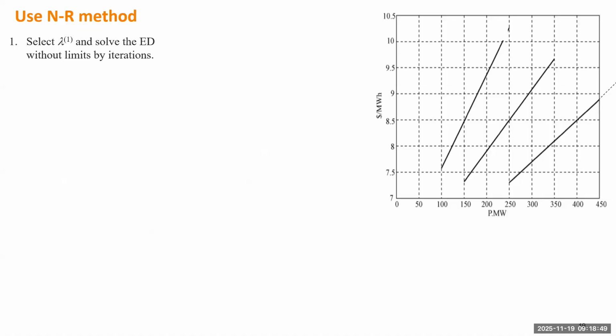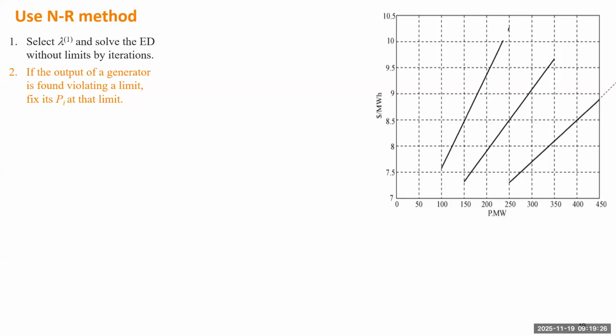For the Newton-Raphson approach, we can actually pick any initial guess for the incremental cost lambda. We call it lambda 1, and we just solve the economic dispatch by iterations. We don't need to consider the limits at this step. In step number 2, step 1 gives you a solution for the economic dispatch without limits, and then we check the solution for the limits.